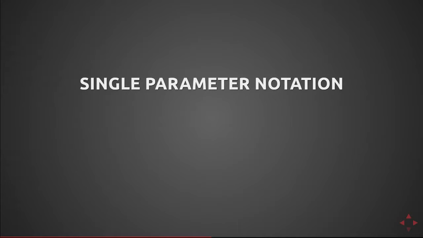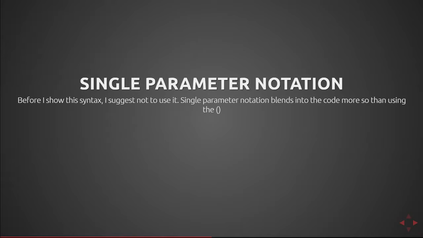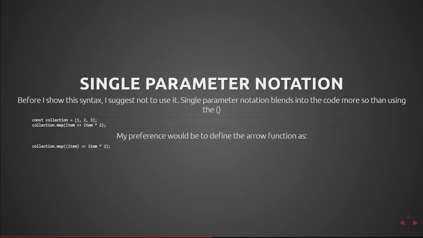Next, there's the single parameter notation. Before I show the syntax, I suggest not to use it. The single parameter notation really blends the code more so that you can't really see the definition. And if you use the parentheses, you can see where the parameters end and the function begins. So you can see the declaration below. In the collection.map, I define the callback to be an arrow function that returns the element doubled. Item is the name of the parameter, and you can see it's not using parentheses. My preference would have been to define the arrow function as below.